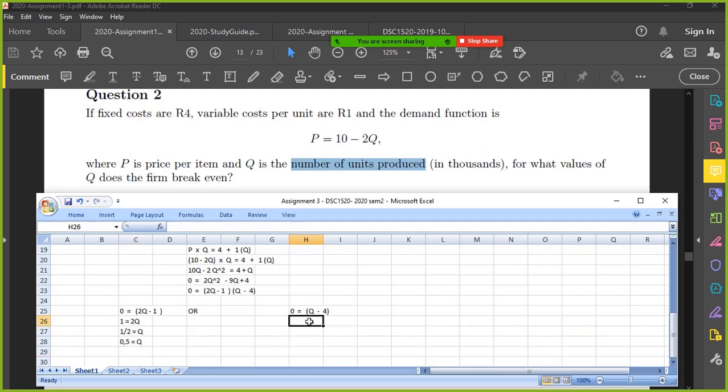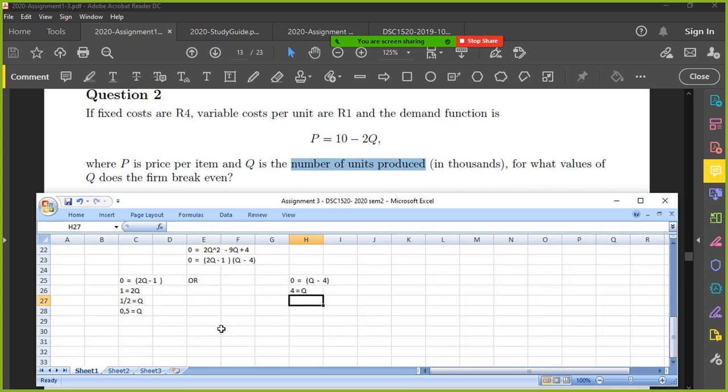Okay, on this side you have 4. So 4 goes across, so it'll be 4 equals q. Yep. All right, so q can either equal 0.5 or q can equal 4. All right, then we've got to plug that back into the formula.